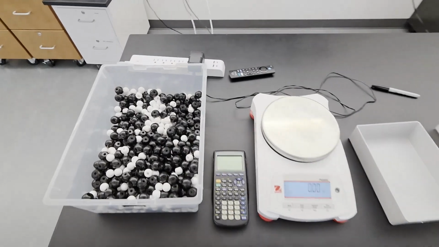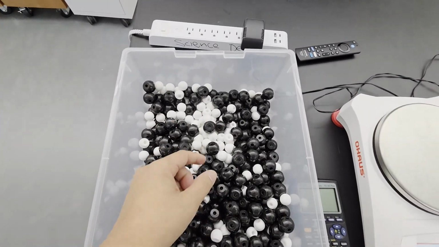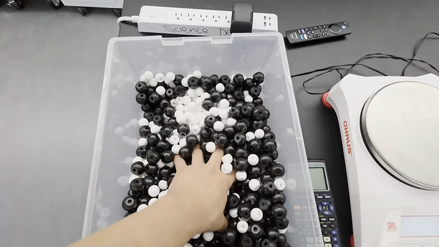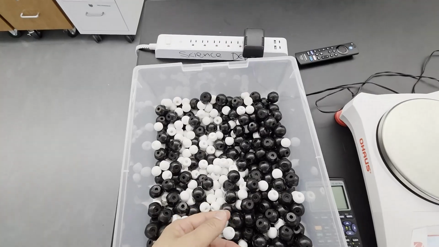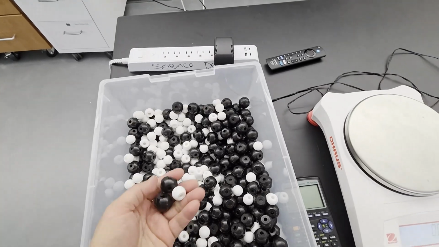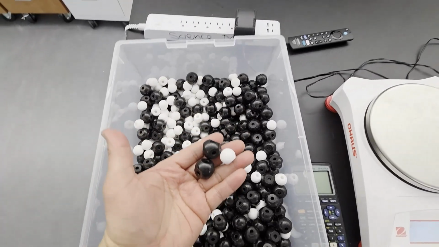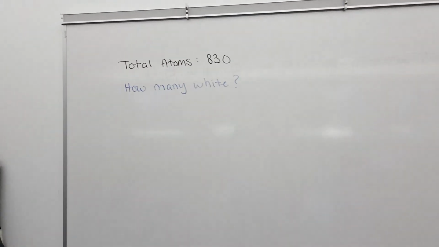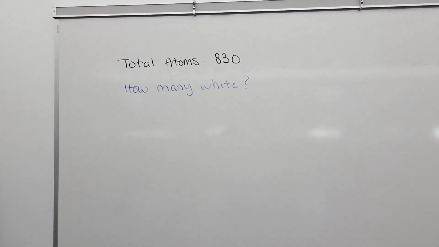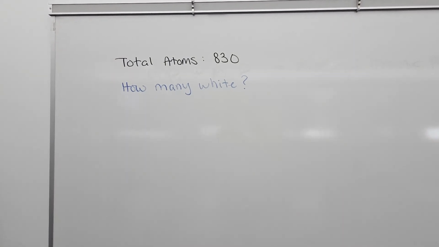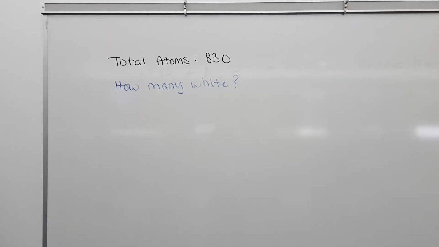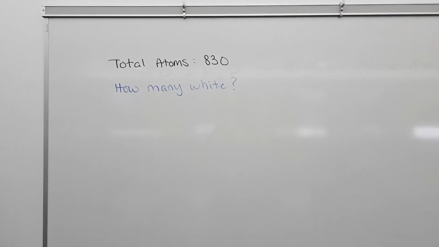Let's go over today's challenge. Right here, I have a bin full of atoms. A lot of atoms. 2 isotopes. We have the white version and the black version. You counted the atoms, 830 atoms in the bin. And your job was to determine how many of those total were white pieces.